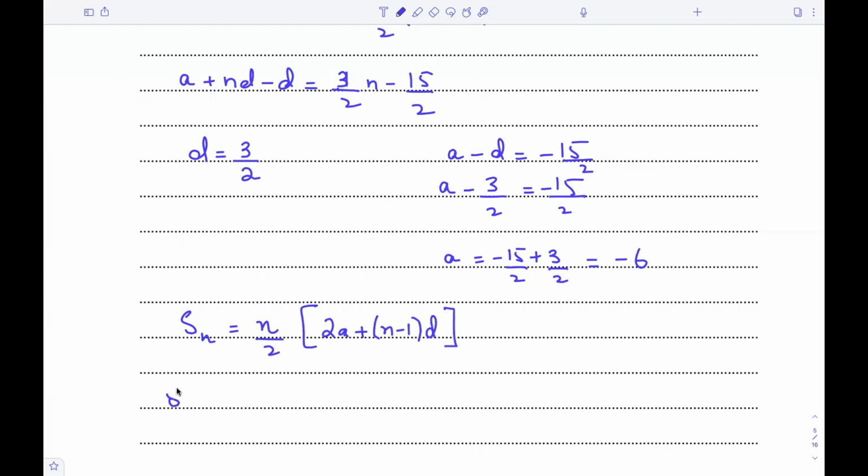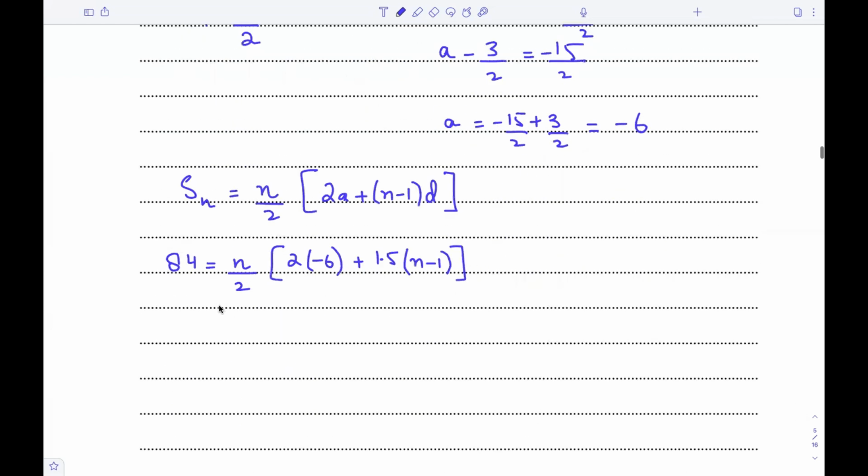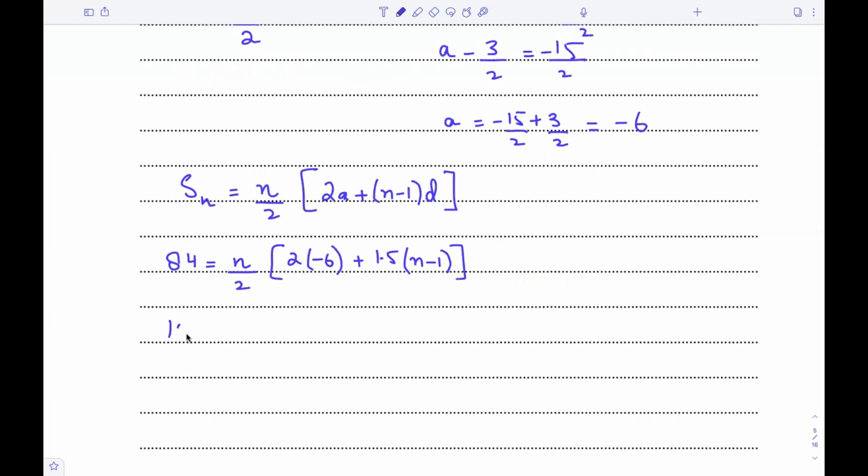We have the sum, which is 84. n is unknown, so n/2 bracket 2 times minus 6 plus (n minus 1) times d. And we know that d is 1.5 or 3/2. So this is 1.5 times (n minus 1). Cross multiplying, we get 168 is equal to n times (minus 12 plus 1.5 n minus 1.5). Expanding the bracket, we get minus 12n plus 1.5n squared minus 1.5n.